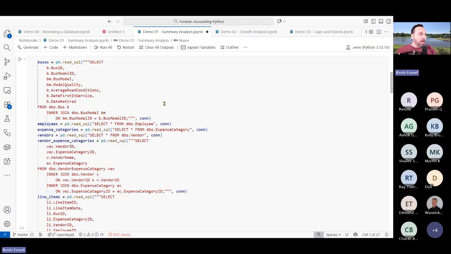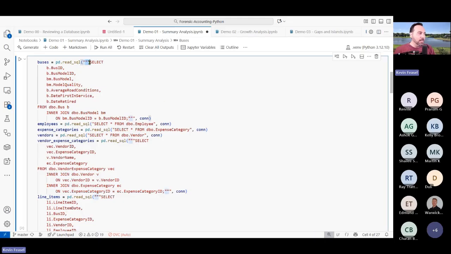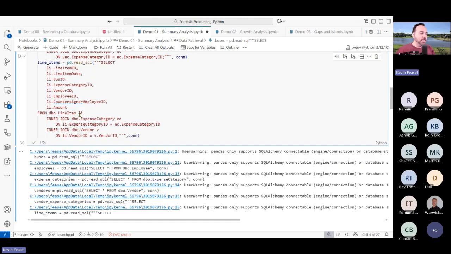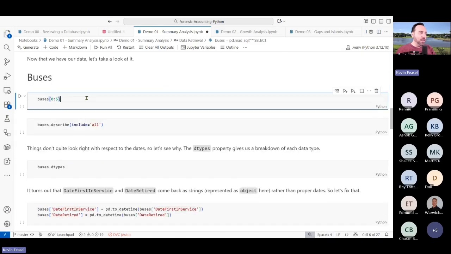And let's keep going. So I'm going to retrieve data from buses. And this query is pretty simple. We've got bus joined to bus model. Bus models would be the manufacturer of the bus. So we have the model, we have some measure of quality, we have some things like average road conditions, and I've got some other tables. Now I'm not going to explain the queries here. Instead, what I really want to do is look at the data and get a slice of the data.